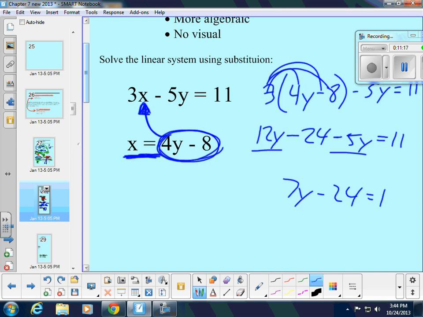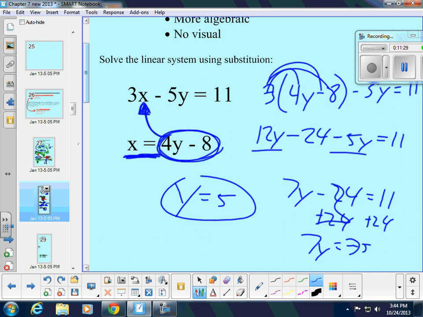Minus 24 equals 11. And then I'm going to add 24 to both sides, and I'm going to get 7y equals 35. Divide both sides by 7. y equals 5. So again, that looks like my answer, but I'm not totally done with this problem.